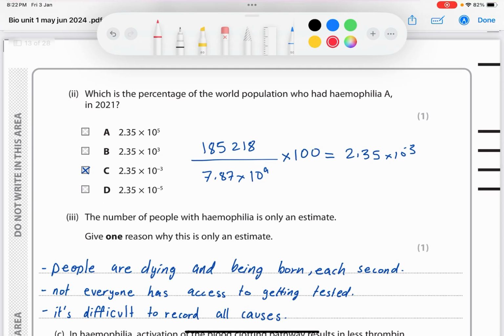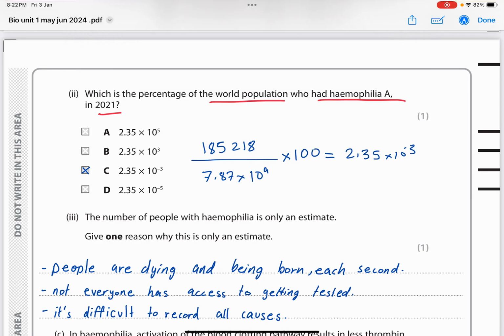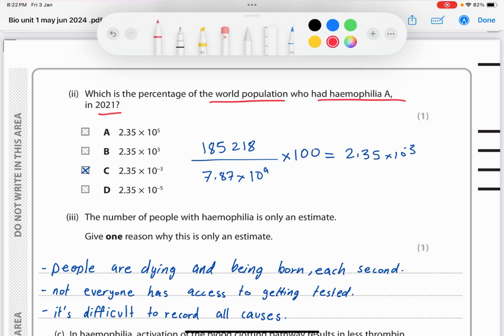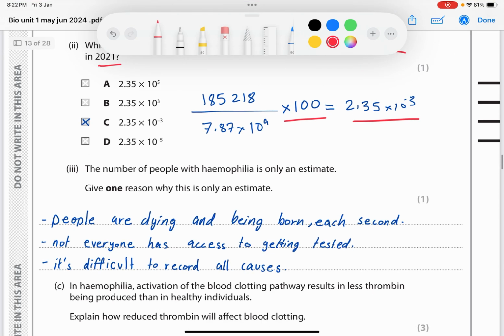Which is the percentage of the world population who had hemophilia A in 2021? We had 185,218 people who had hemophilia A. So basically, we're going to divide the number of people who had hemophilia A by the total world population, and we're going to multiply it by 100 since they asked us about the percentage. Therefore, we get the answer to be C.